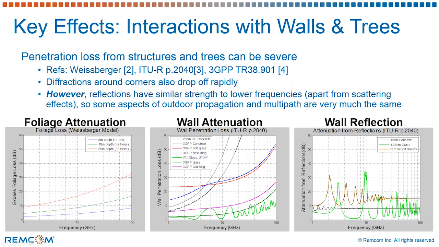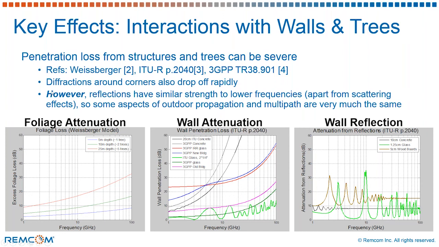However, reflections actually look very similar. There are many resonances depending on wall thickness and specifics of materials where there can be spikes of loss at different frequency bands. But in general, when you compare concrete, glass, and wood, as shown on the plot to the right, you'll see that the reflections are very similar at millimeter waves to what they are down at the lower frequencies. And so there are many aspects of outdoor propagation and multipath and reflections in an urban environment that really are quite similar to what they are at the lower frequencies.